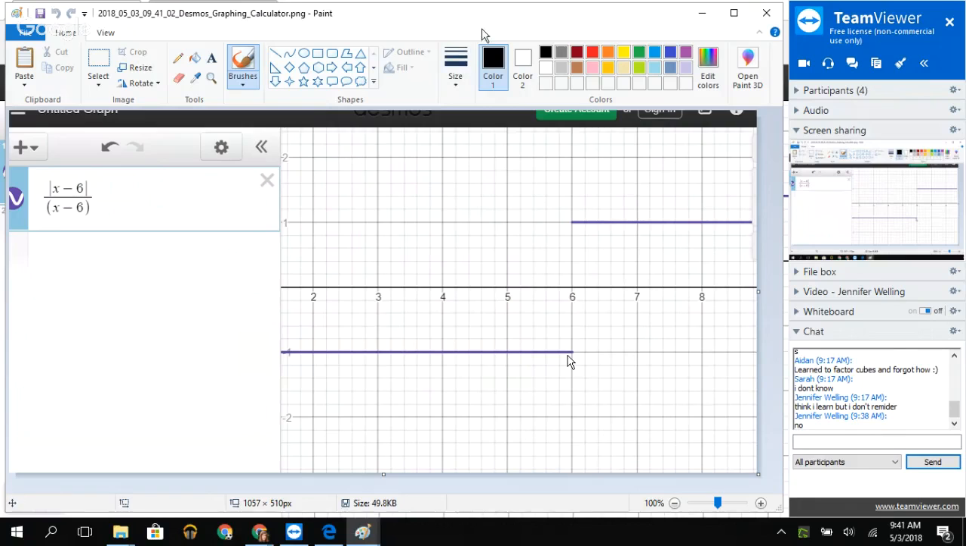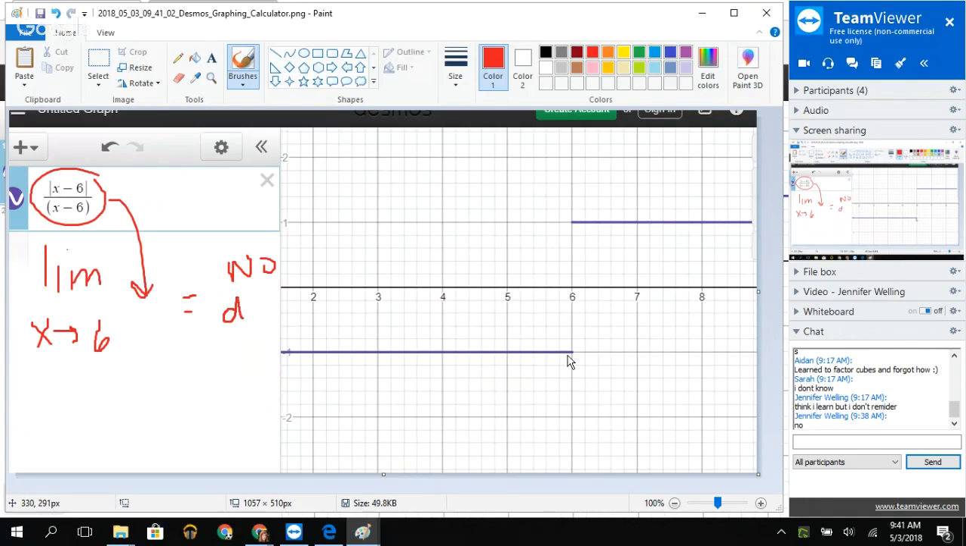Oh, it is letting me write on it. Okay. So the question is, does the limit as x approaches 6 of this function exist? And so the answer would be no, that it does not exist, because from the left-hand side and the right-hand side, they're approaching different values.